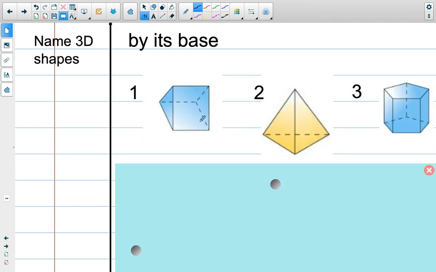Notice that this one has rectangles, 3 rectangles, and 2 triangles. So the triangles are the bases, and the shapes connecting the 2 bases are rectangles. So this would be a triangular prism.